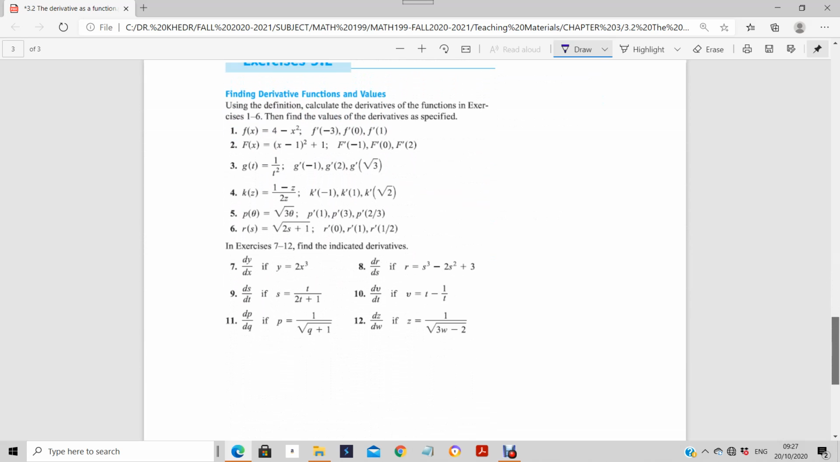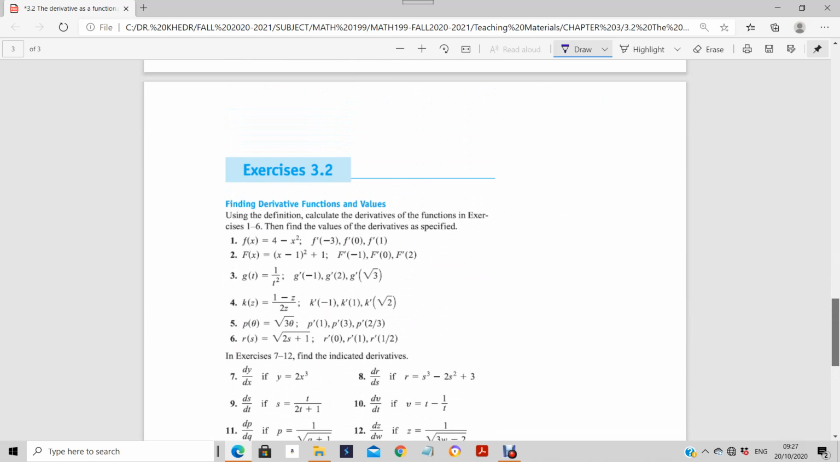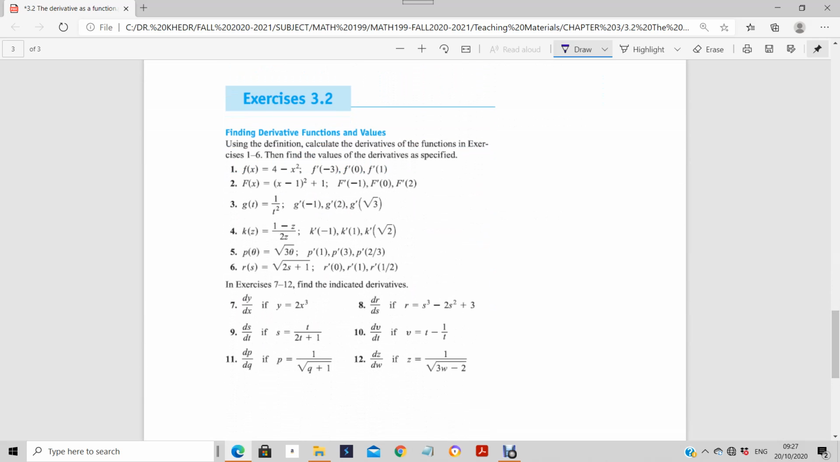Here we have some exercises from your textbook. Let's solve the first one now, and then the rest can be tried. You can try them at home. So using the definition, calculate the derivative of the function in these exercises from 1 to 6. Then find the values of the derivative as specified.